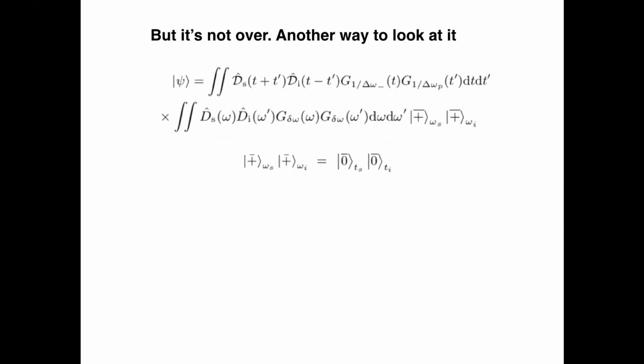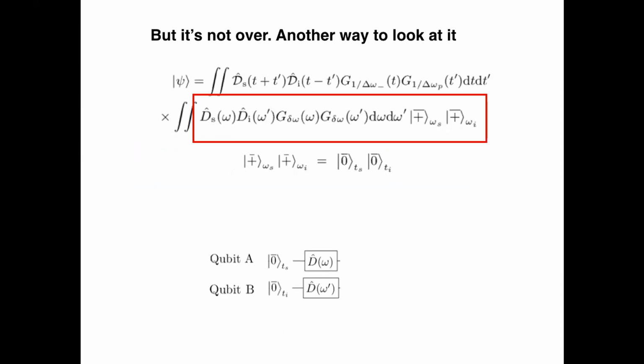Okay, but it's not over. We can also make some manipulations. We can look at this in another way. So this is our state, and we just change notation and use the time basis. And so we can think about this as a small circuit, where qubit A is the signal, qubit B is the idler, and then they have some noise in frequency. This is the red part.